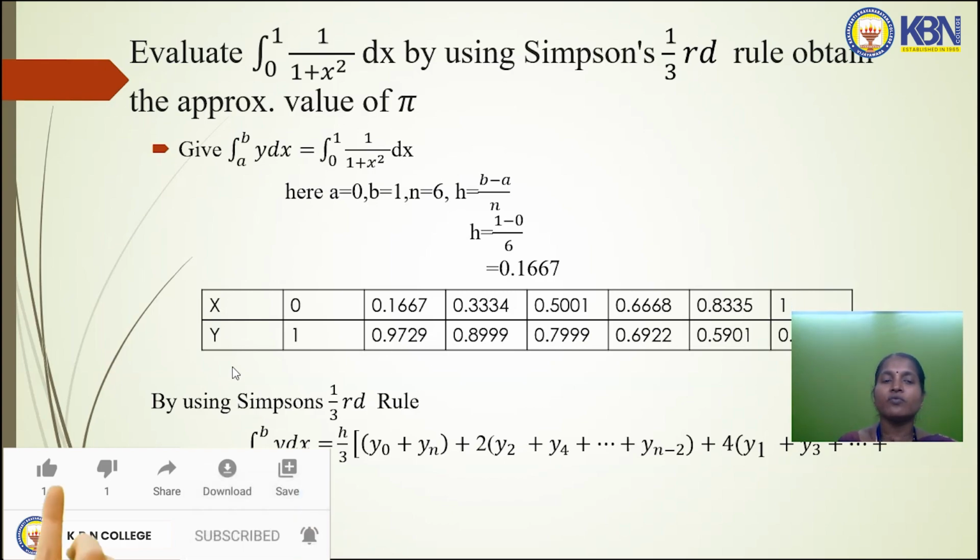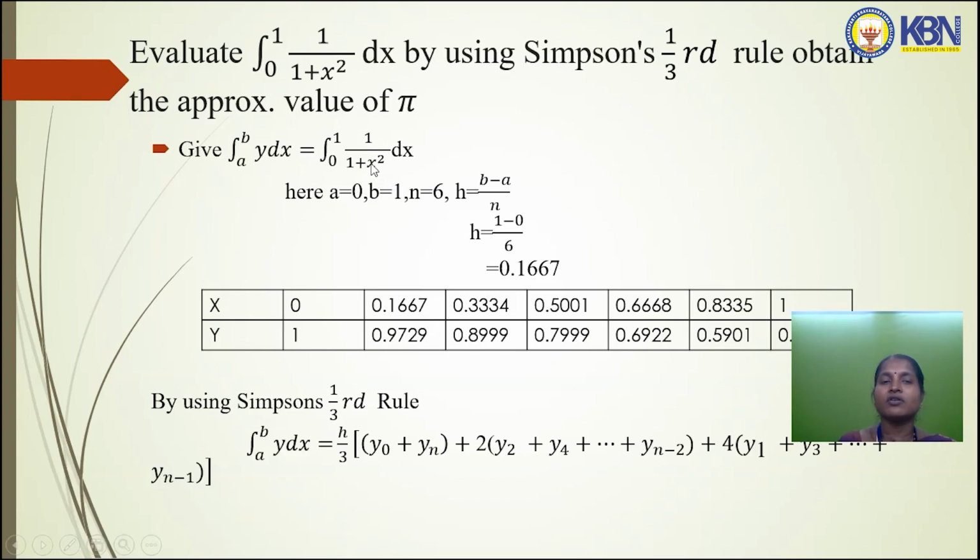Now we are getting y values. Suppose x is equal to 0, then you are getting y value is 1 by 1, that is 1. Next, x is equal to 0.1667. You can put x is equal to 0.1667 in this place. Then you are getting 1 by 1 plus 0.1667 whole square. In simplifying, you are getting the value 0.9729 by using a scientific calculator.